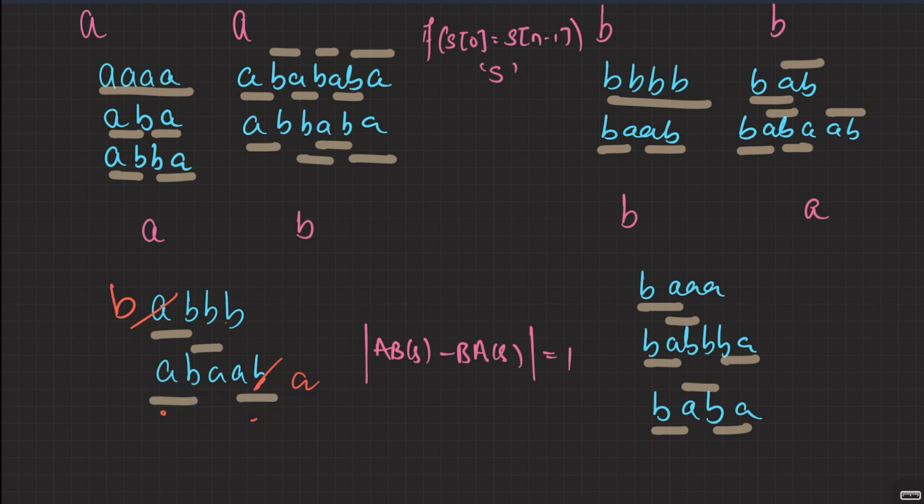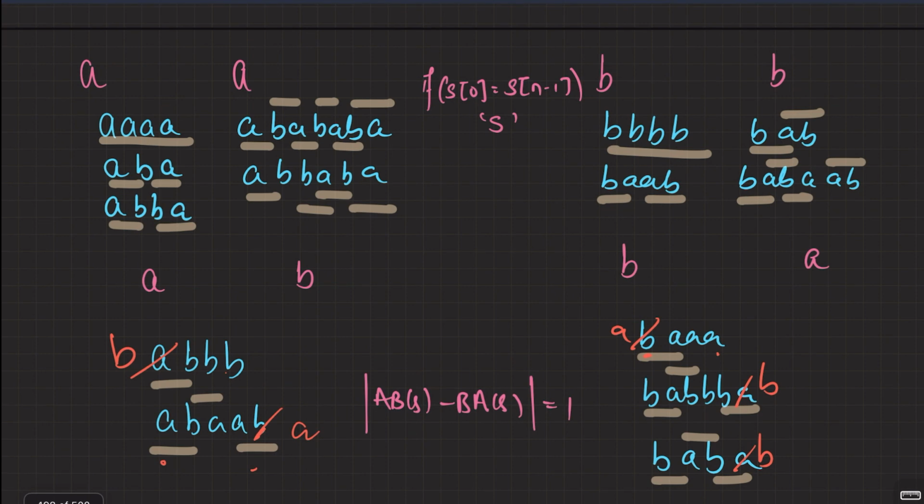Similarly, come here. First and last character are not same. So either make this A or make that B. Here in this case, you'll be able to see again number of AB and BA are equal to 0. And here, let's just change this to B. And now you'll be able to easily see that the number of BAs are equal to number of ABs.